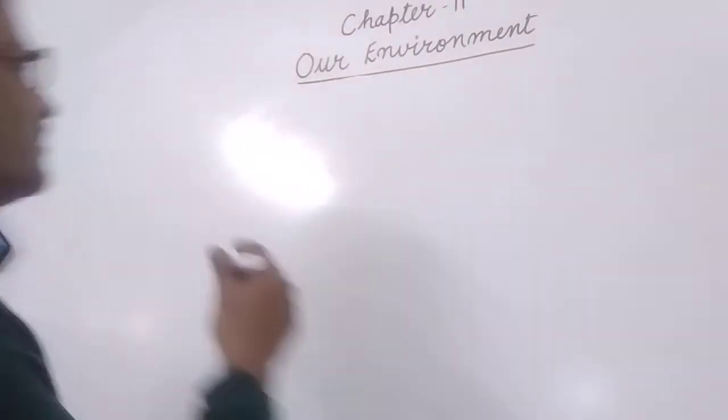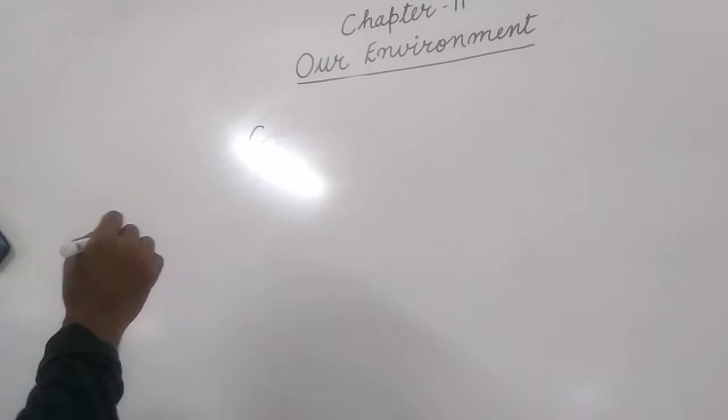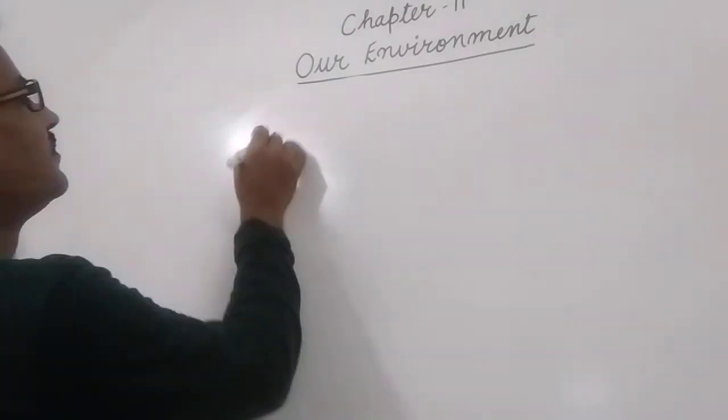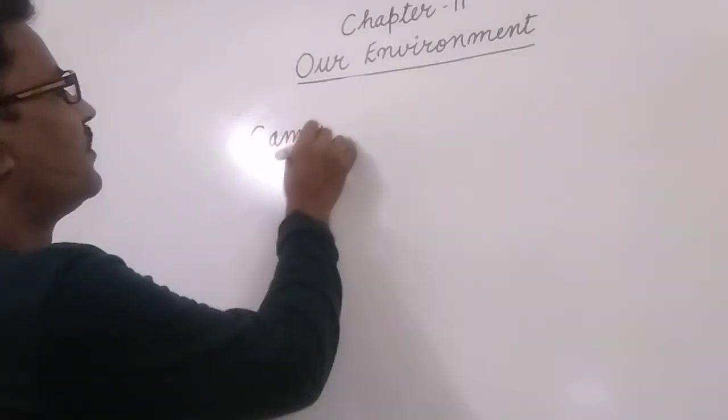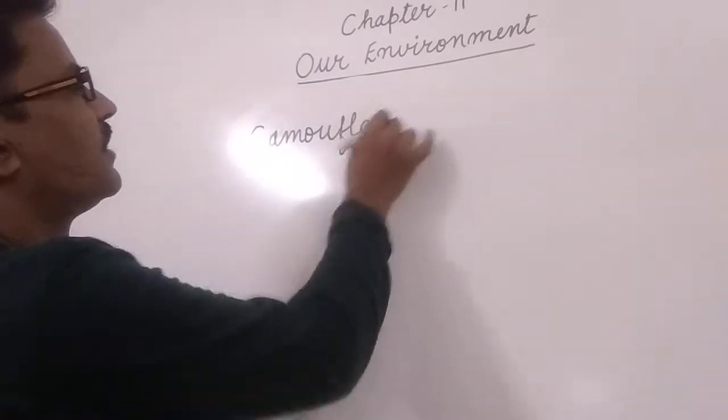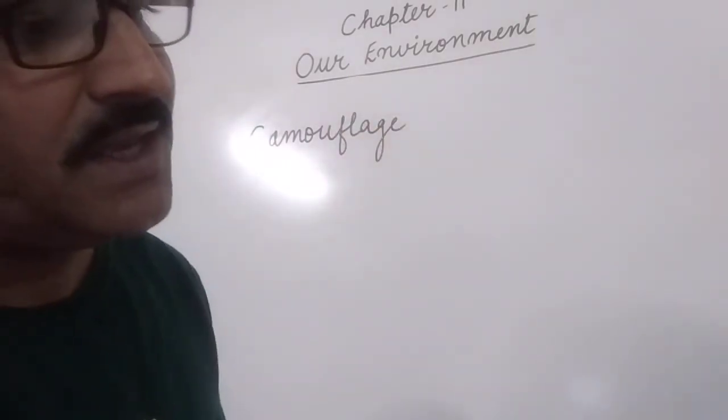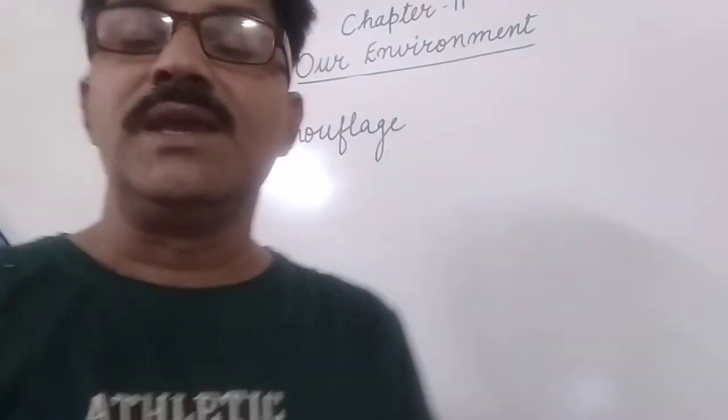Now in this video we will discuss camouflage. It is the right spelling, CAMOUFLAGE. Camouflage: the animals merge with their surroundings. It is difficult to spot such animals. This process is known as camouflaging.